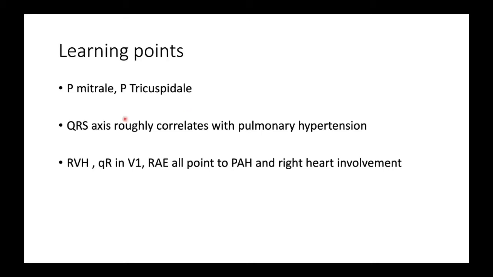Similarly, RVH or things like QR in V1 and right atrial enlargement all suggest PAH. So if a patient has RVH, it means definitely there is a PAH. If QR in V1, it suggests that there is a right atrial enlargement, and all the right atrial enlargement is most often secondary to pulmonary hypertension.